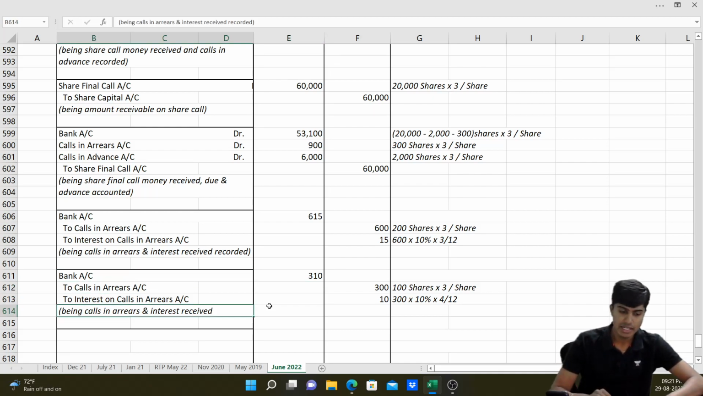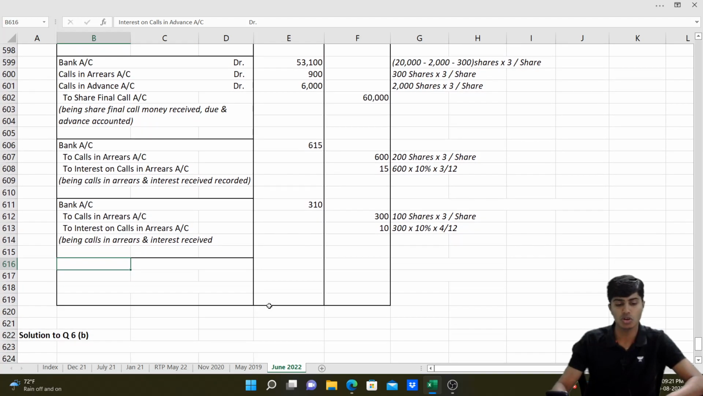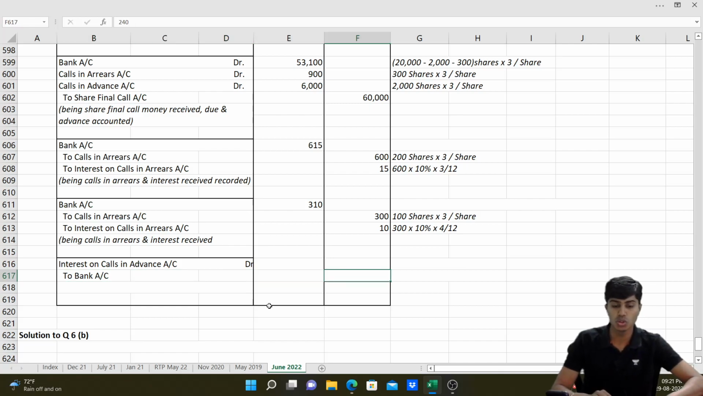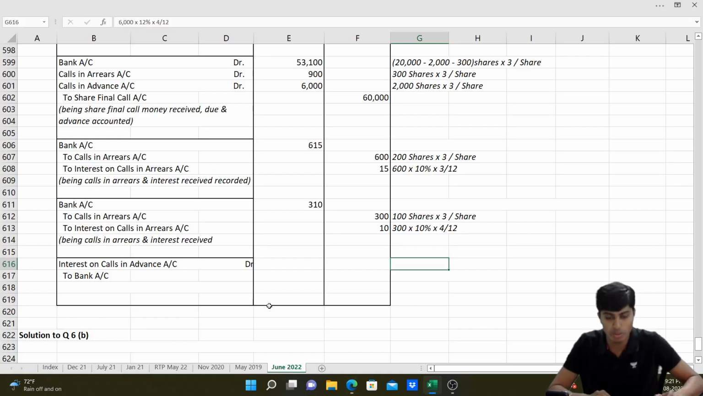You guys get that? Now we'll write entry for interest on calls in advance, what we pay. Interest on calls in advance account debit to bank account. This is with regard to those 2000 shares into 3 per share, 6,000 rupees. On that 6,000 rupees, we need to pay interest at 12% for a period of 4 months. That is the period for which the calls in advance money was there with us. That is the time gap between first call and final call.